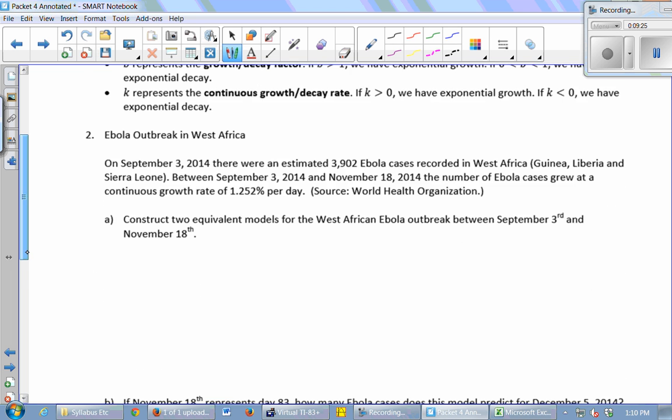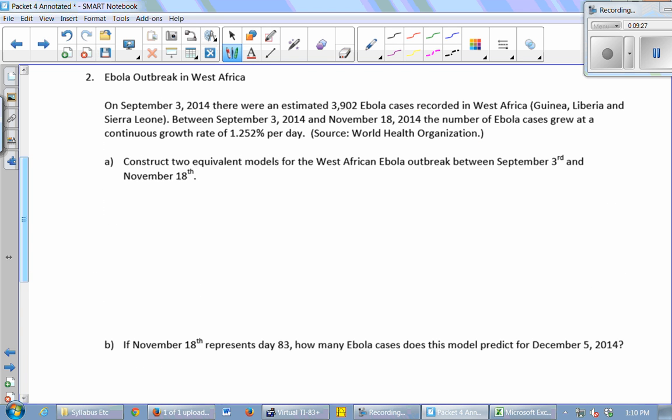All right, so let's look at an example. In the fall, there was this big Ebola outbreak. You guys remember? Yeah. So on September 3rd, there were estimated 3,902 Ebola cases recorded in West Africa. And between September 3rd and November 18th, the number of Ebola cases grew at a continuous growth rate. You see that word continuous, and that tells you which formula they're talking about, of 1.252% per day.